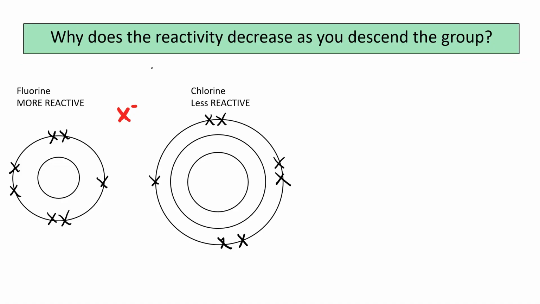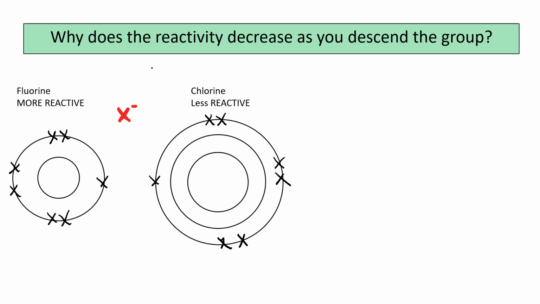When we looked at the alkali metals, we saw that the reactivity increased as you descended the group or moved down the group. With the halogens, group 7, it is the opposite. As we descend the group, the reactivity decreases, gets less reactive. So let's look at why.